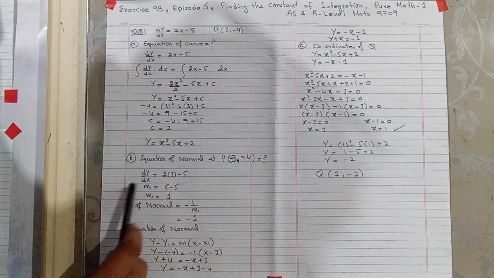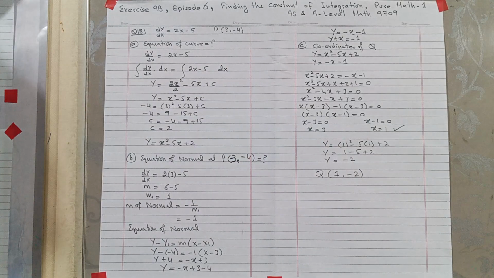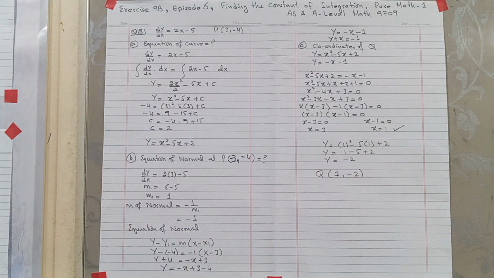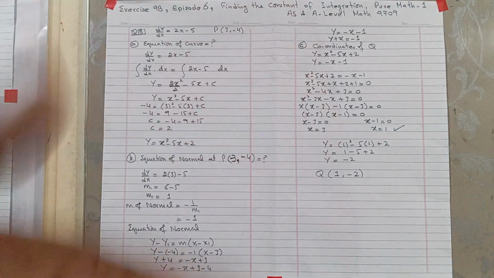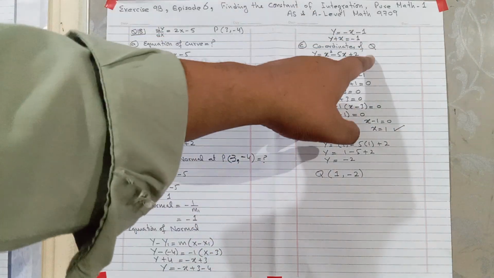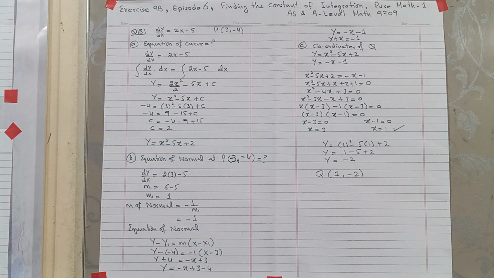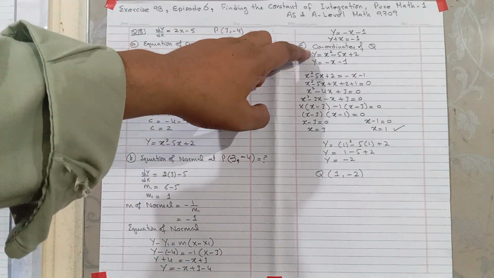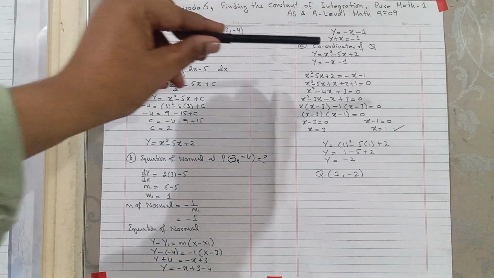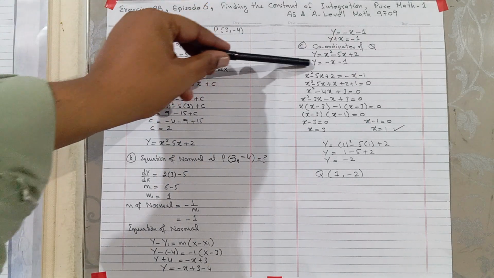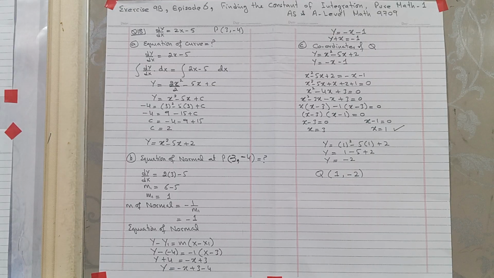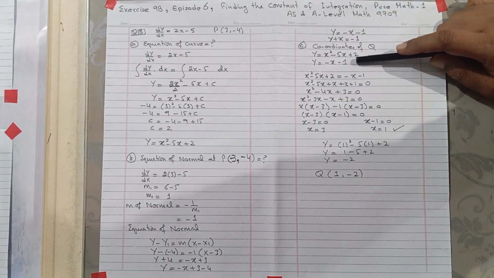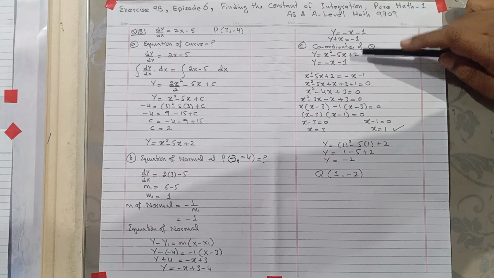So this is the equation of that normal. Now, they want me to find the coordinates of the point Q, where the normal touches the curve again. The normal touches the curve at the point P and then again at the point Q. I know the equation of the curve, y equals x square minus 5x plus 2, and the equation of the normal, y equals minus x minus 1. I'm going to solve these two equations simultaneously.